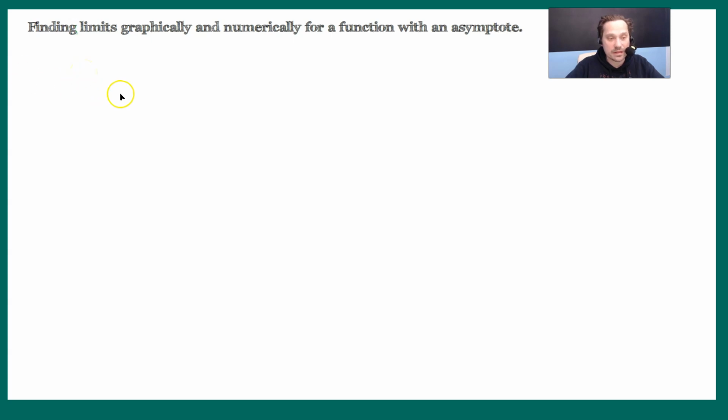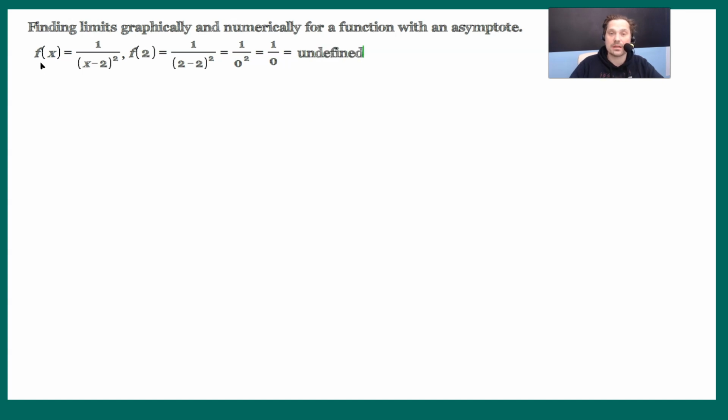In this one, finding limits graphically and numerically for a function with an asymptote. I'm going to make up such a function. I'm going to type here f of x is equal to, for example, 1 over x minus 2, squared. And take a look at what happens if I try to evaluate this at x equals positive 2. So f of 2 is equal to 1 over 2 minus 2, squared, which is 1 over 0 squared, which would be 1 over 0. And often this is called undefined. There's no value assigned to 1 over 0, in other words.